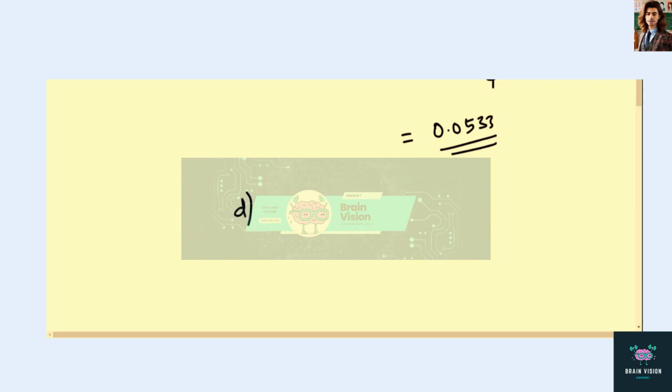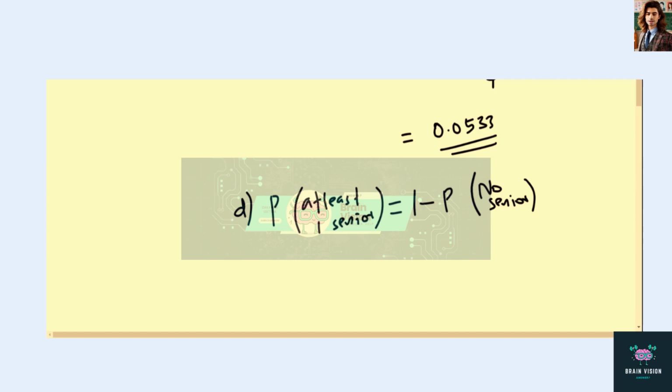In the last part of the question, it is asking for the probability that at least 1 student is a senior. When questions say "at least", we can do 1 minus the probability of no seniors. At least 1 senior is just the complement of the event of no senior, so it is 1 minus the probability of no senior.